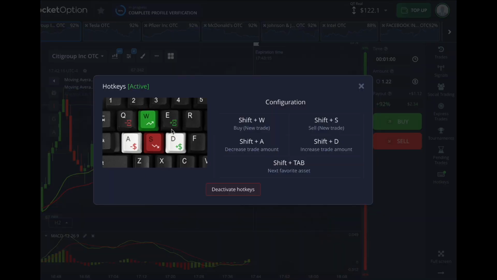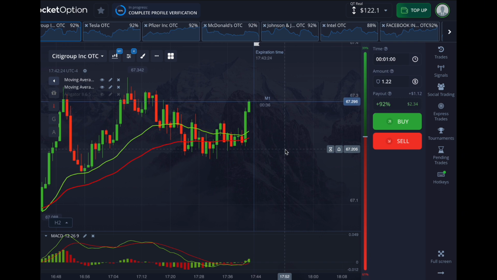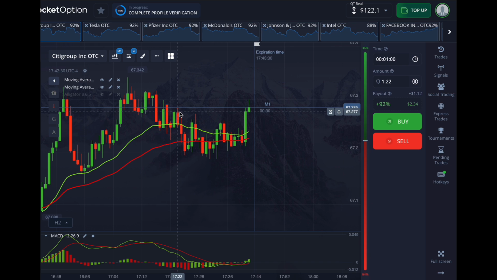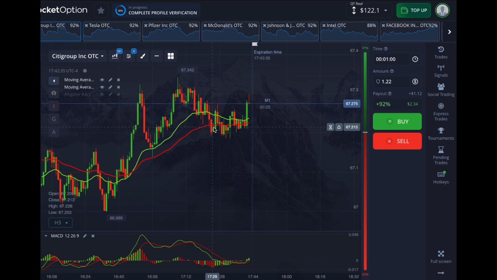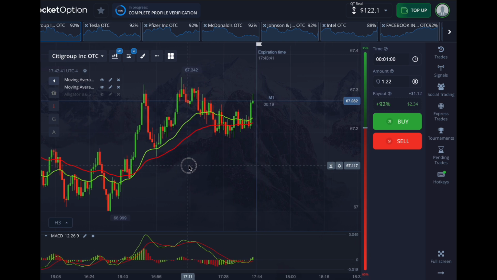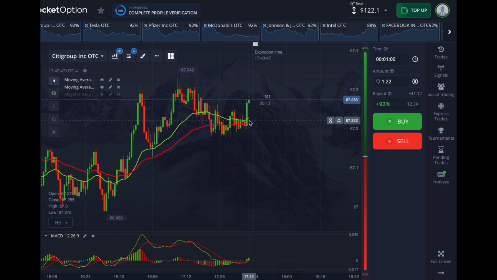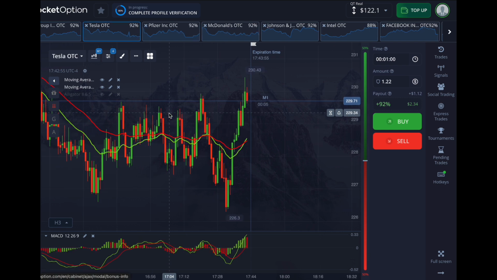Hotkeys are active for faster input. Do your best to place trades at the beginning of the candle or directly at price open for best results.